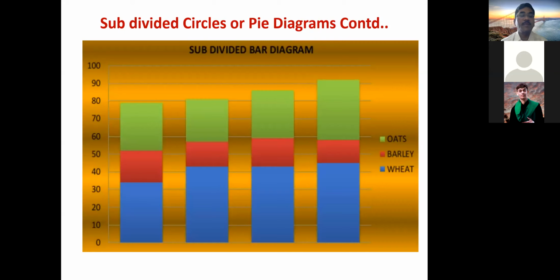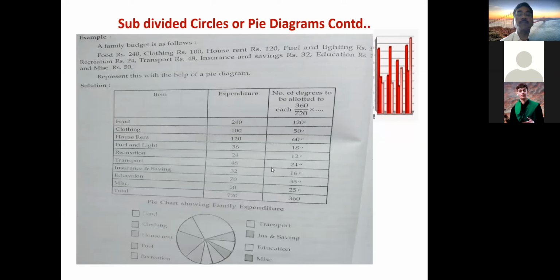So you can understand here, whatever shade is there, I am moving the cursor, all this blue portion belongs to wheat in the first bar. And here the red shade belongs to barley and the green shade belongs to oats. Like that, all the other bars also. That is one thing. Next you have, for understanding purpose, now let us take an example so that you can understand in a better way.